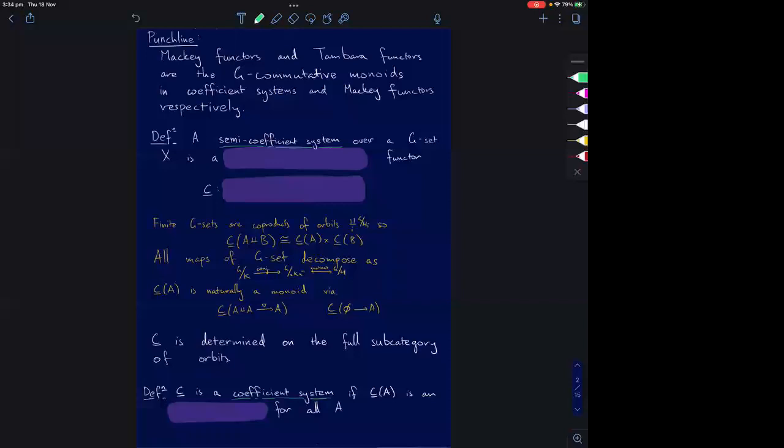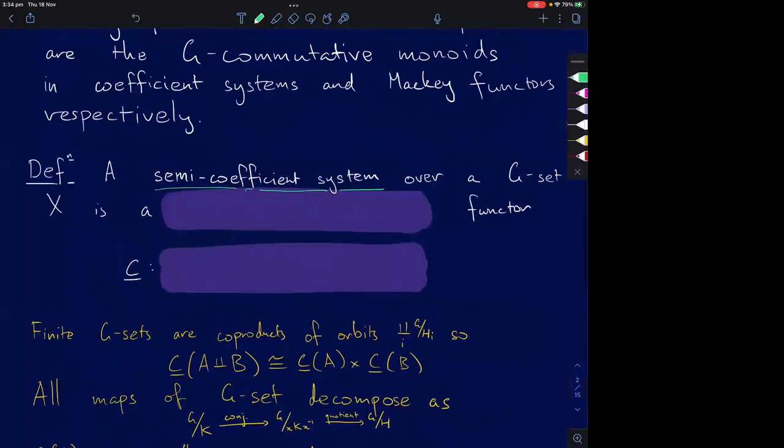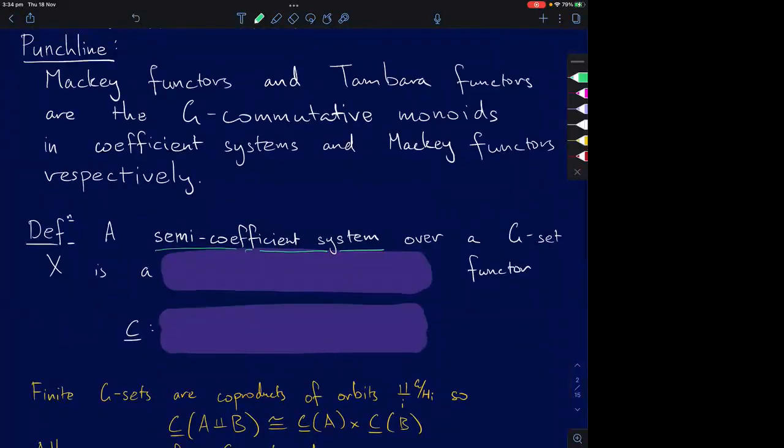All right, so I'll start with the punchline, and the punchline is that Mackey functors and Tambara functors are G-commutative monoids in the category of coefficient systems and the category of Mackey functors respectively. I'm basically not going to talk about Tambara functors because that was the thing I cut to make time. All right, so I should say what these objects are.